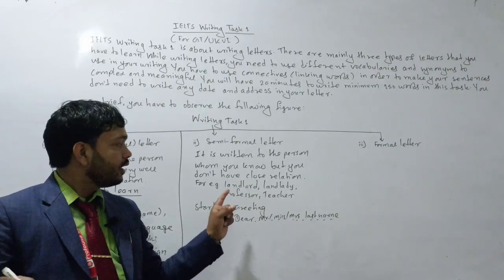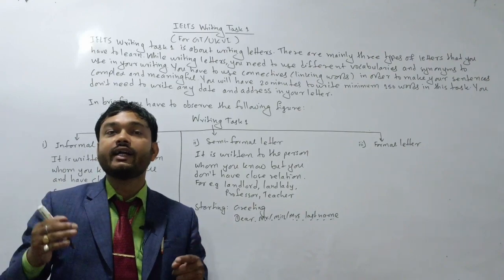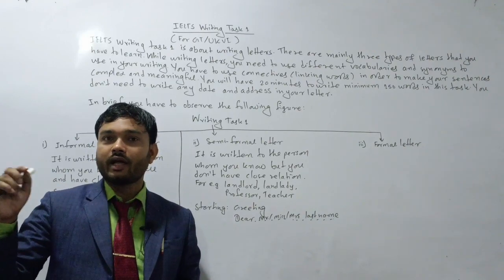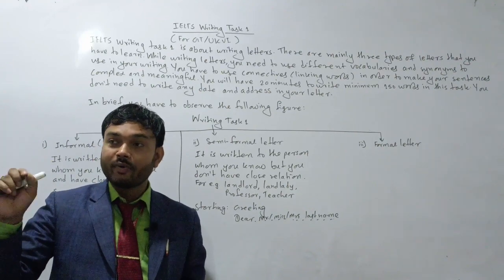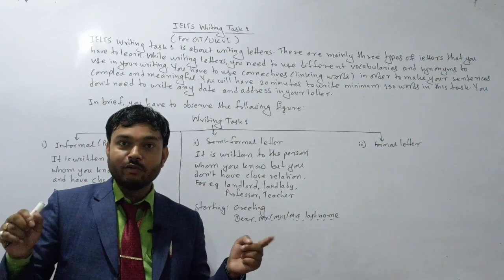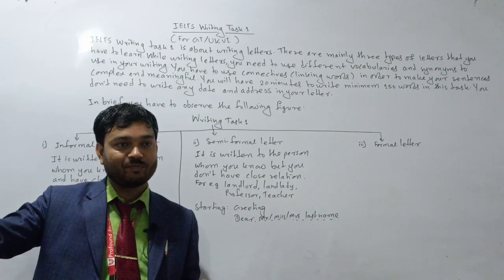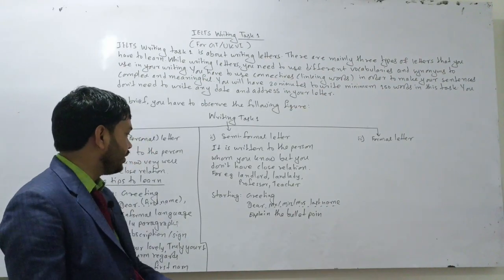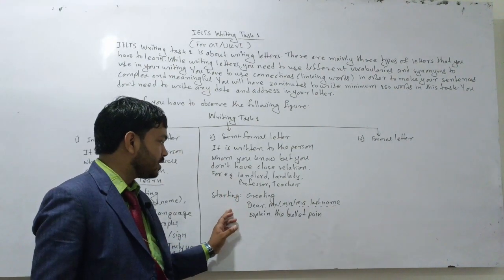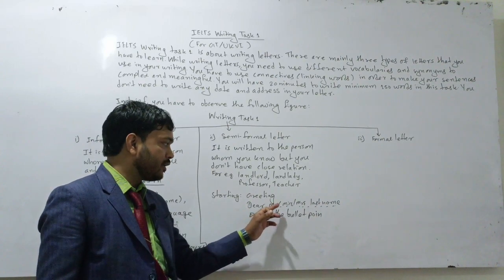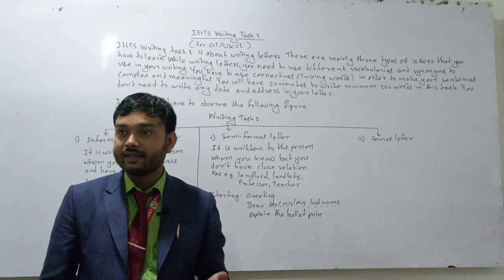In semi-formal, this letter is written for complaint. Suppose you live in a rented home and you don't have access to electricity, you have a problem of water supply. When you write a complaint letter to the landlord to fix the problem, you can address with dear Mr. and his last name. Now what you learn here: when you start the greeting in a semi-formal letter, you have to write dear, Mr., Miss, Mrs. and the last name of the person whom you are writing the letter to.